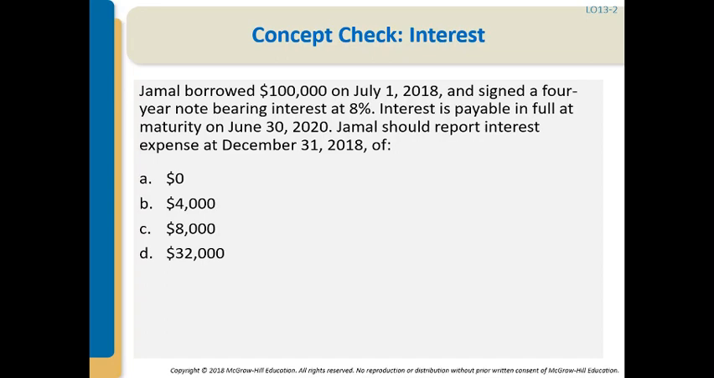All right, so Jamal borrowed $100,000 on July 1, 2018 and signed a 4-year note bearing interest at 8%. Interest is payable in full at maturity on June 30, 2020. Jamal should report interest expense at 12/31/2018 of, well, annually it would be $8,000, but you've only got 6 months accruing here, so it would be $4,000, right?